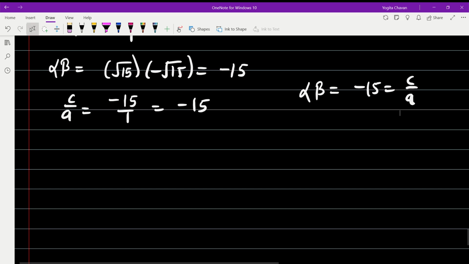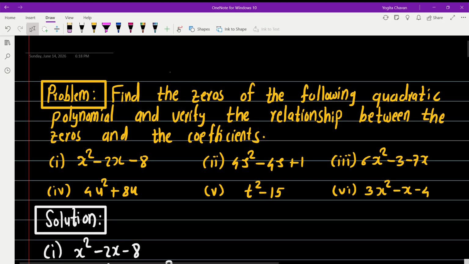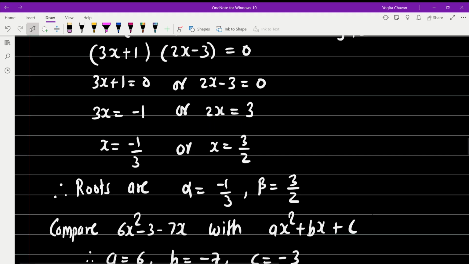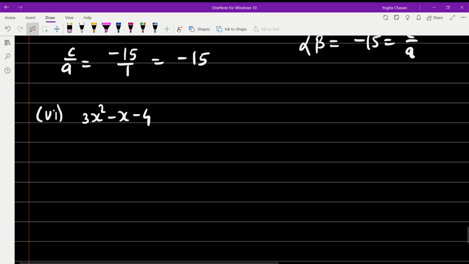Now number 6. I think you must try this one. Number 6, it is homework for you. It is 3x square minus x minus 4. Let me check it again. Yeah, it is 3x square minus x minus 4. So please try this and tell me the answer in comment section. Find out alpha and beta. Also find their sum, their product, and compare the coefficient of this polynomial.